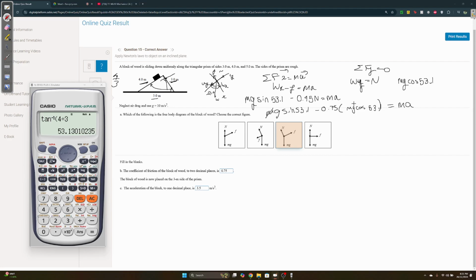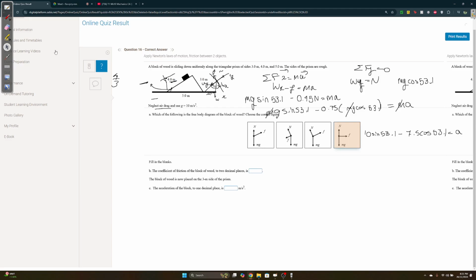You can cancel m. Okay, you're going to be left with g sine 53.1. G, they said, use it as what? 10. Okay, so 10 sine 53.1 minus 0.75 times 10, which is 7.5, cosine 53.1 is equal to the acceleration. So you can just solve this equation: 10 sine 53.1 minus 7.5 cosine 53.1. You get 3.5.